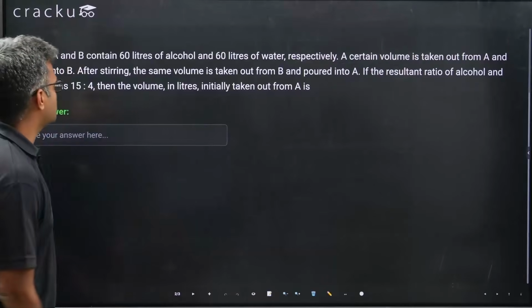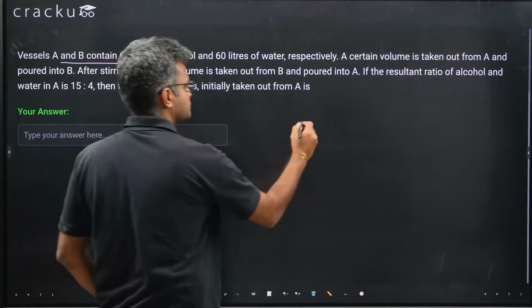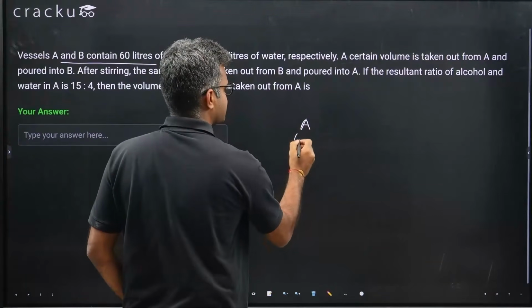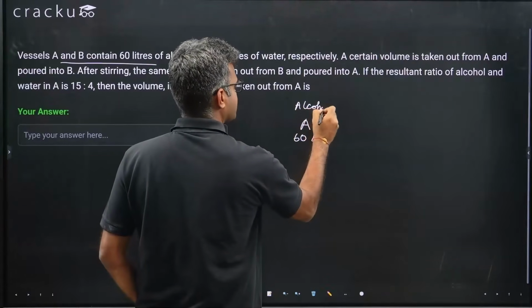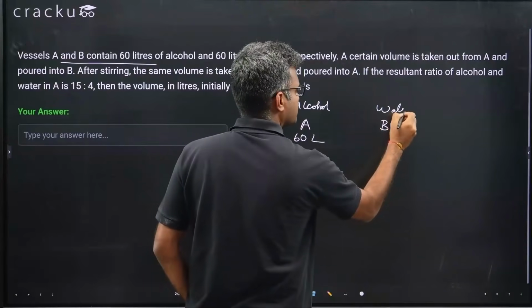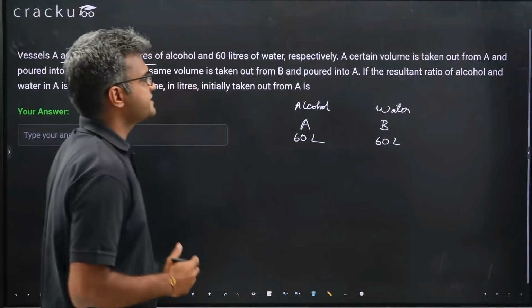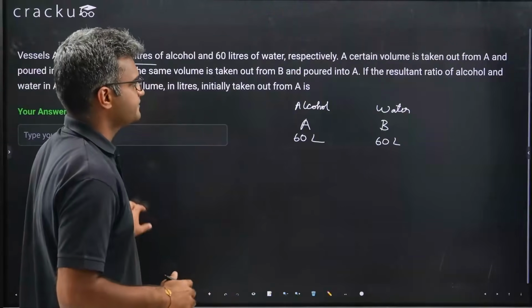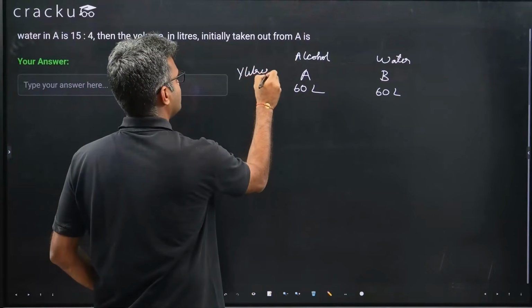In this question, we are told that vessels A and B contain 60 liters of alcohol and water. So there is A, which contains 60 liters. Initially, it contains only alcohol. And we have B, it contains only water, and it also contains 60 liters. A certain volume is taken out of A and poured into B. Let us assume that Y liters are taken out and poured into B.